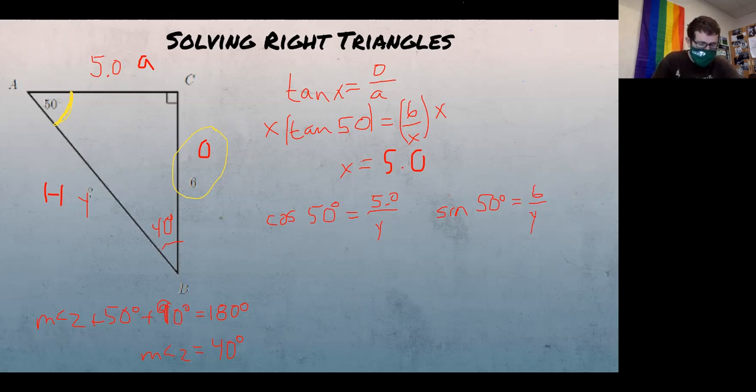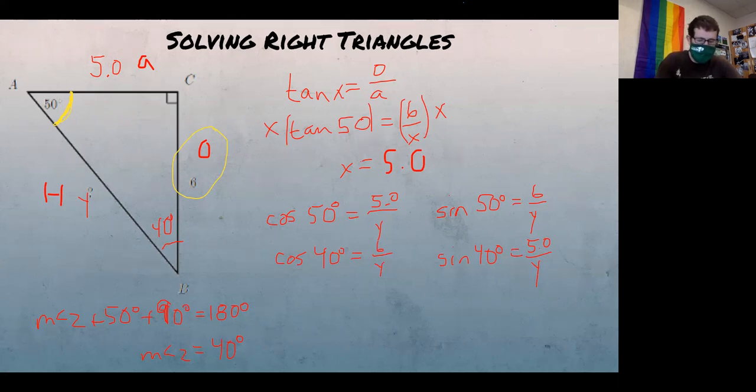I could even do this. I could say the cosine of 40 degrees. Now that's an angle we calculated, but we can use it. Cosine of 40 equals 6 over y, or the sine of 40 degrees equals 5.0 over y. The 0.0 technically doesn't matter here, but just to show that we calculated that. So those are 4 different equations. And let me show you one other way we could solve for this.